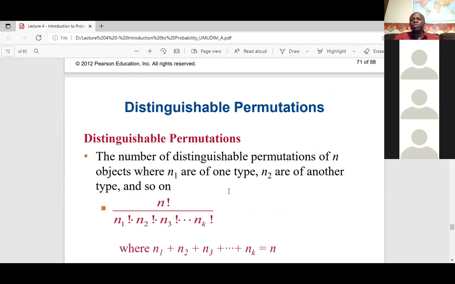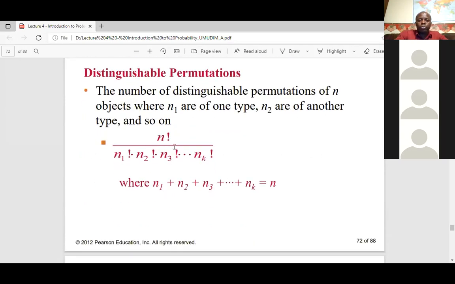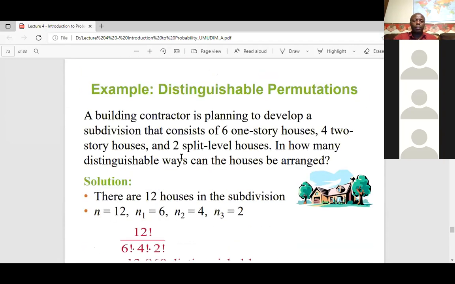Now, there's one we call distinguishable permutation. In this case, the number of distinguishable permutations of n objects, where we have specific n1, n2, and n3 types, you're going to use this broader formula: n factorial divided by n1 factorial times n2 factorial times n3 factorial, all the way to the number of distinguishable objects you have. Look at a good example.